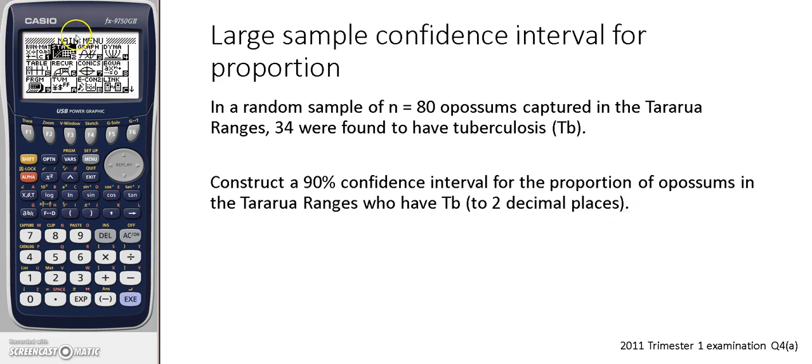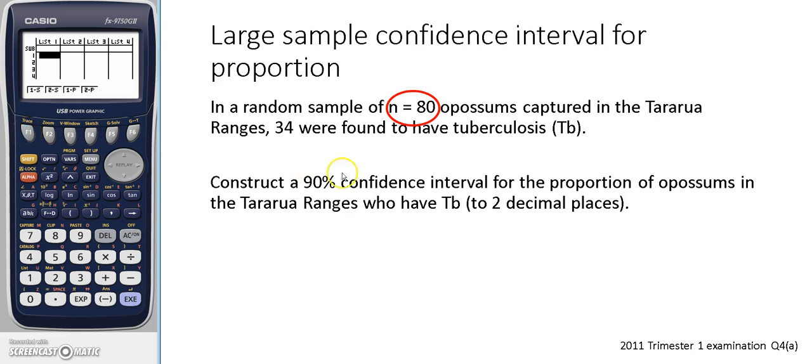To do this, we go into the Stat option of the main menu. We choose Interval, which is F4, and we can choose between Z and T. To decide this, we go and check our sample size. Here we've got 80 as our sample size, so we can consider this to be a large sample, so we select Z. As we're trying to find a confidence interval for proportion, we choose 1P, which is F3.